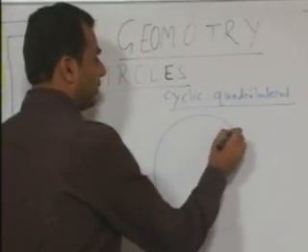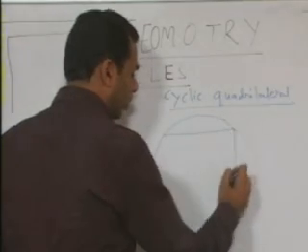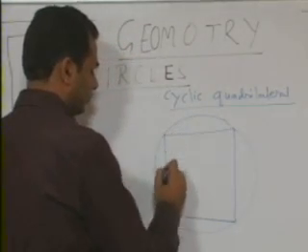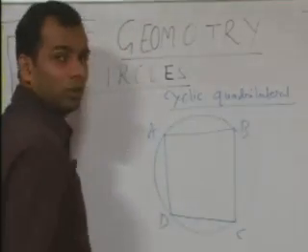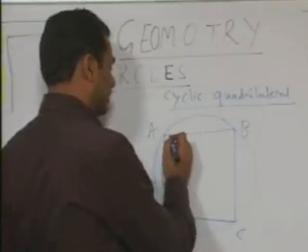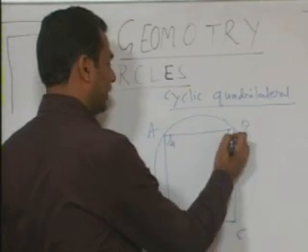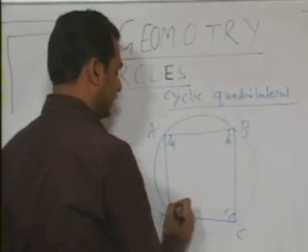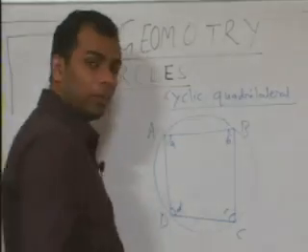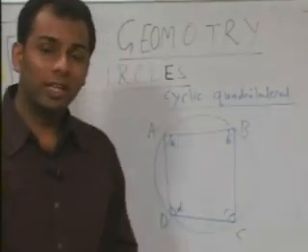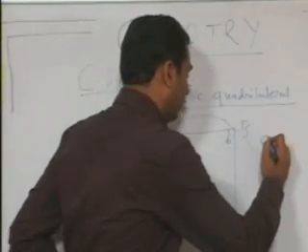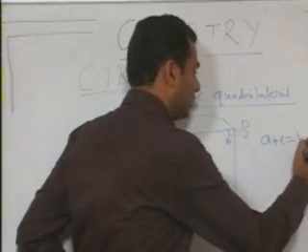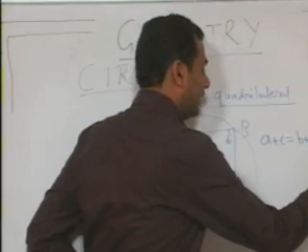A cyclic quadrilateral is nothing but a quadrilateral drawn inside a circle. So if this is A, B, C, D, and this angle is A, this angle is B, this angle is C, and this angle is D, then the sum of opposite angles of a cyclic quadrilateral is always 180 degrees. So here we can say that A plus C is equal to B plus D, which is equal to 180 degrees.